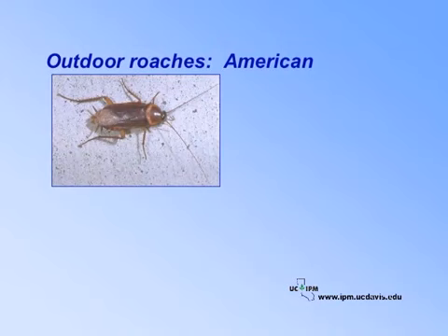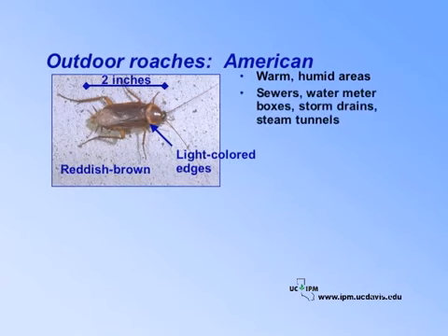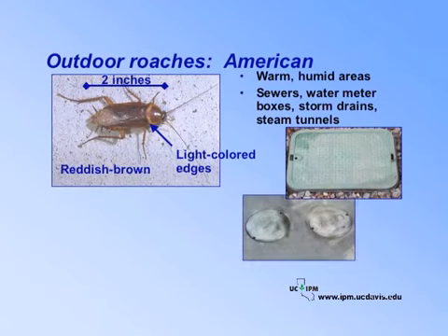American cockroaches are even larger than other outdoor roaches, about 2 inches long, and are reddish-brown. The edges of the shield behind the head are lightly colored. The American cockroach is sometimes confused with Turkestan males. However, the Turkestan is much smaller and has yellowish-tan wings. This species prefers warm, humid areas and is found primarily in sewers, water meter boxes, storm drains, and steam tunnels, but occasionally enters buildings looking for food.